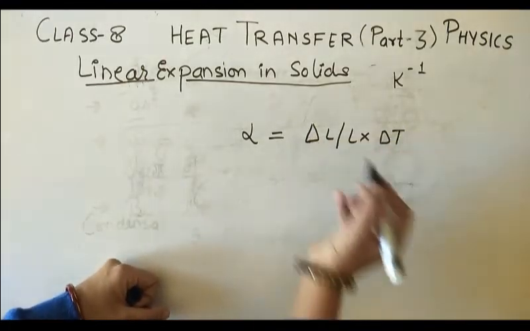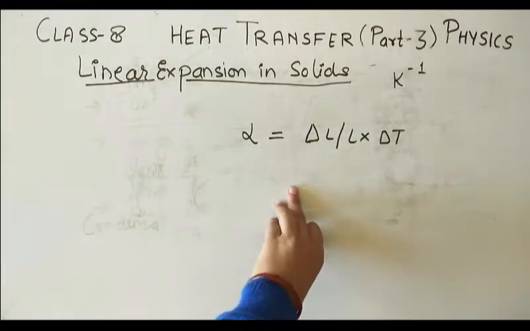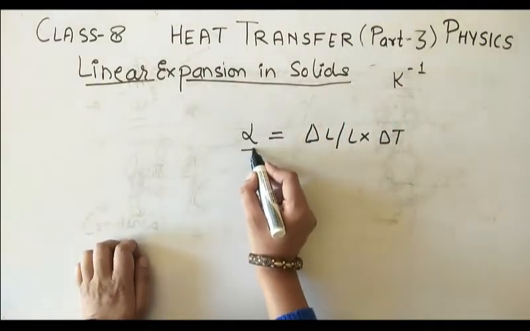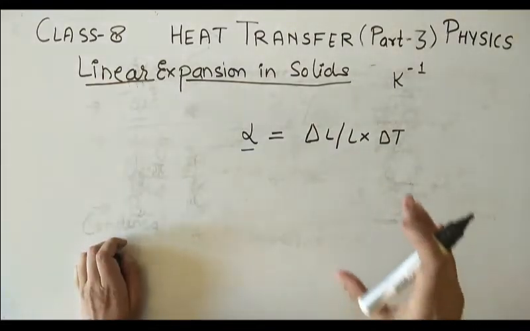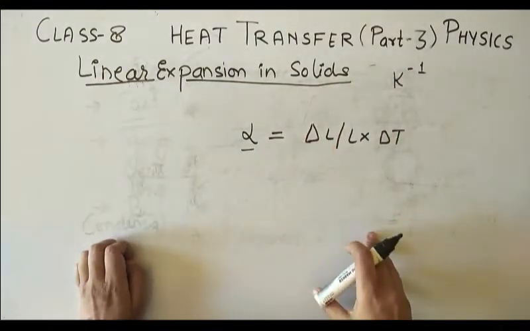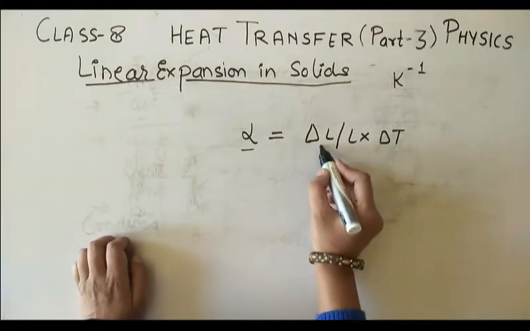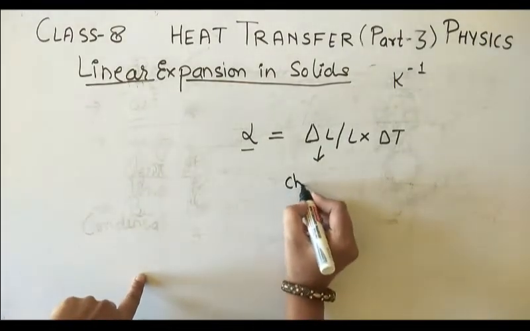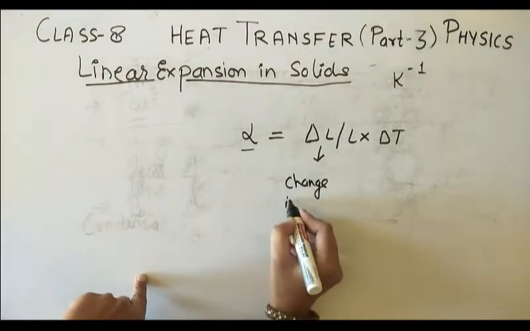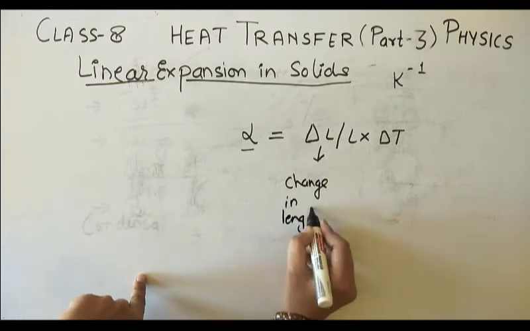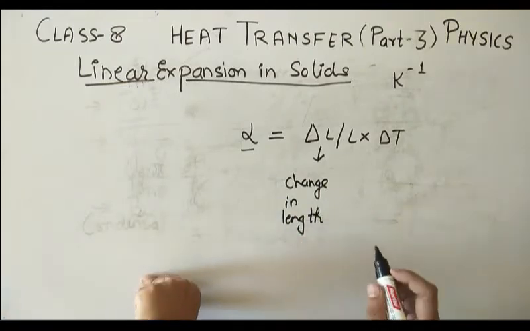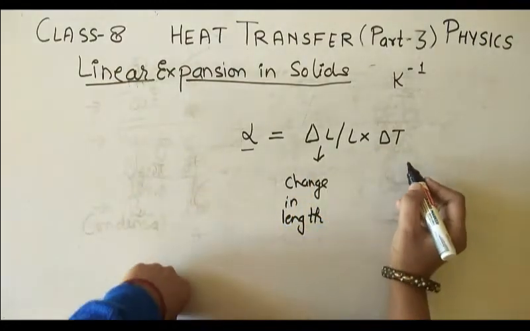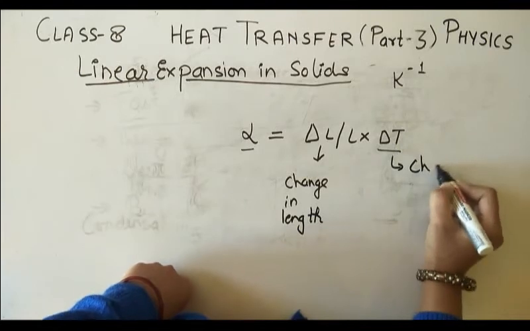This is denoted by alpha, and alpha is the linear coefficient of expansion in solids. Delta L is the change in length, as I told you in the previous diagram. L is the initial length, and this T is the change in temperature.